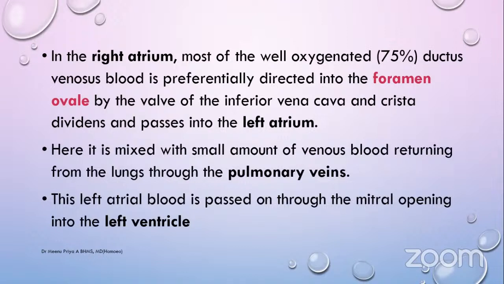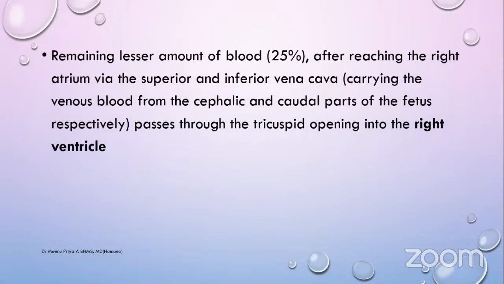So once it has reached the left atrium from the right atrium, it goes into the left ventricle. The remaining lesser amount of blood, after reaching the right atrium via the superior and inferior vena cava, passes through the tricuspid opening into the right ventricle. Because the hole is there between the left and right atrium, the maximum goes into the left atrium. From the right, only a small amount of blood goes into the right ventricle.